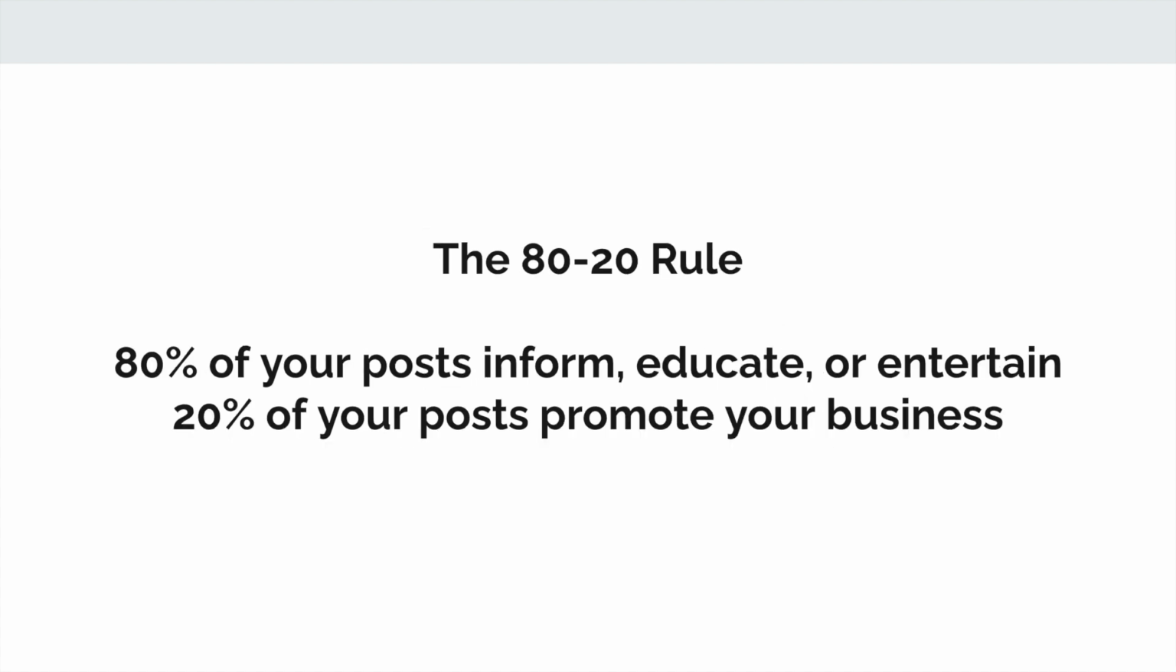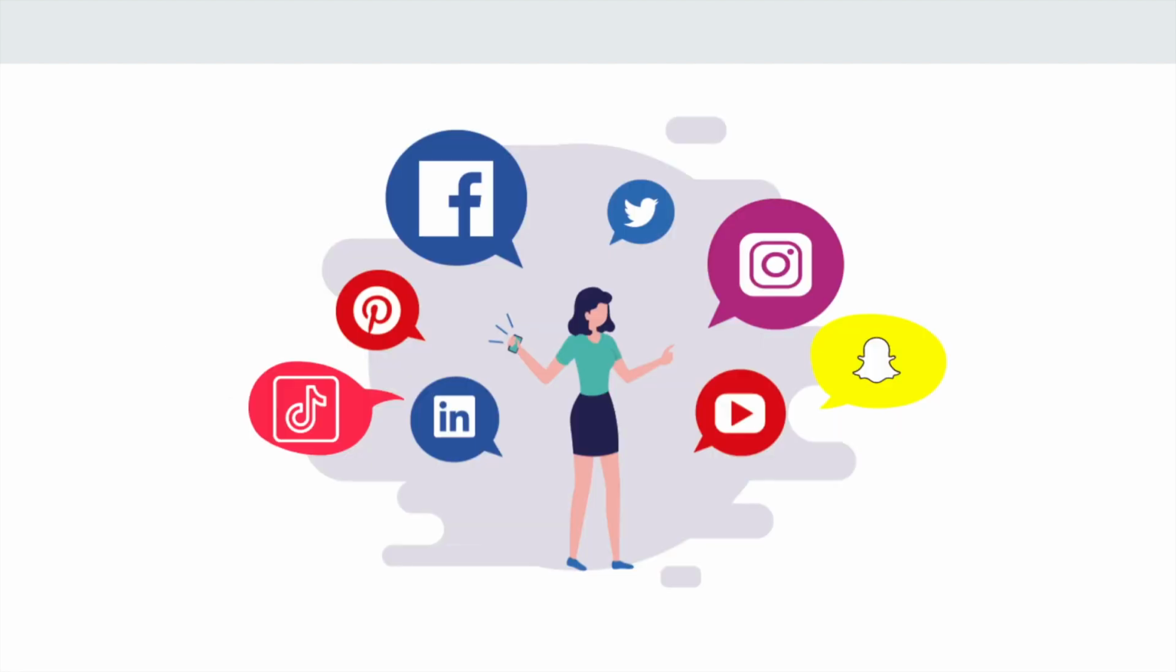Now, the second strategy is the 80-20 rule. Essentially, it's 80% of your posts are to inform, educate, or entertain your audience, and 20% of your posts are to promote your business or drive conversions. So additionally, depending on which strategy you choose, you will also have to decide which social media platforms that you want to use for your business.